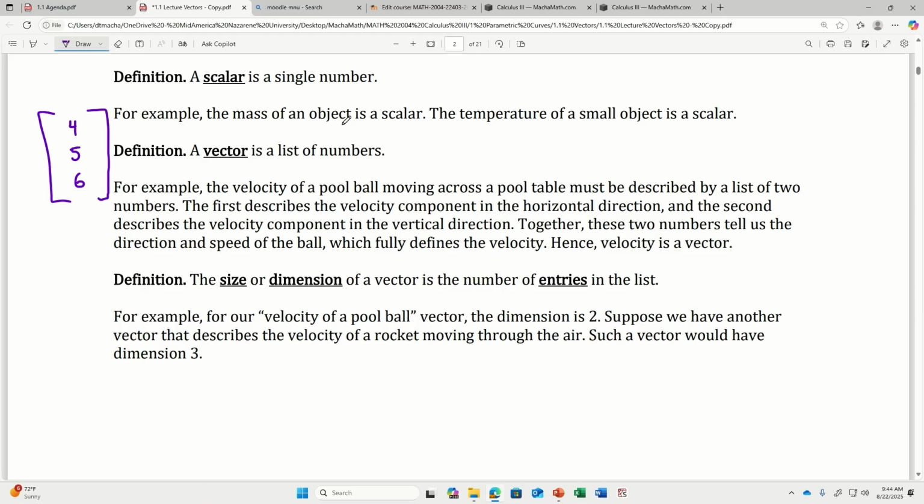If I use the word size of a vector or dimension of a vector, then I'm talking about the number of entries. And so I would say this is a three-dimensional vector, where I would say this vector has size 3 just because it has 3 entries in the list. Okay?